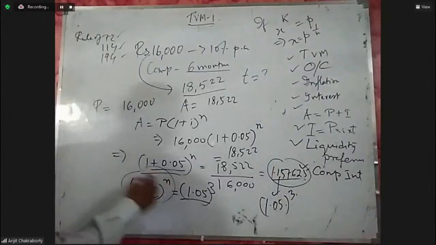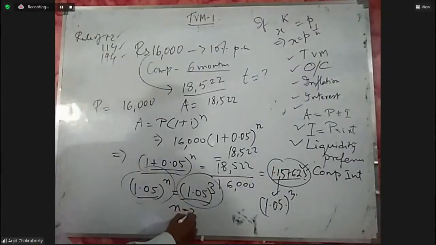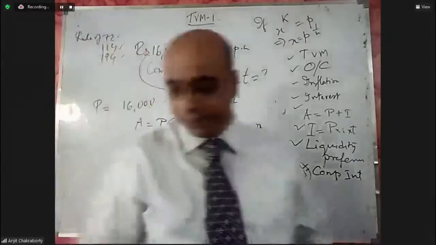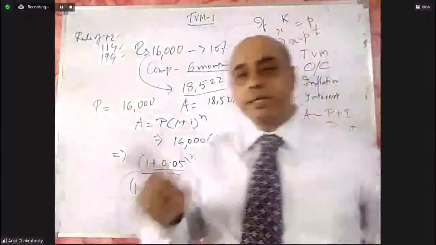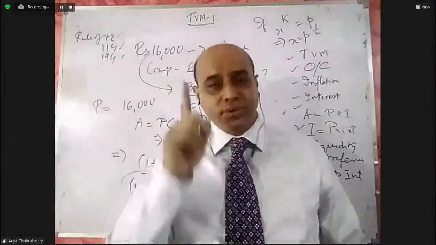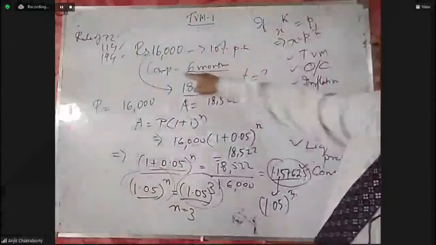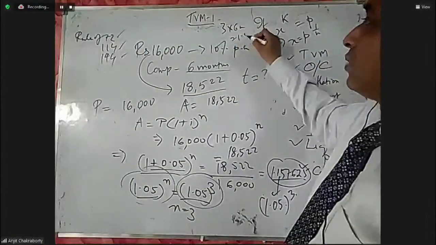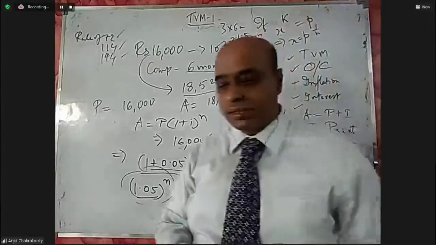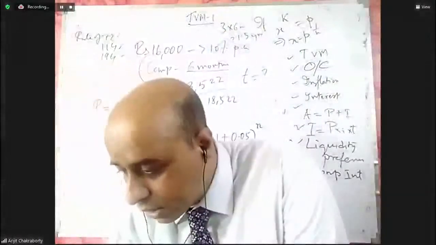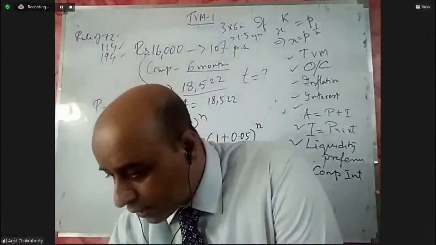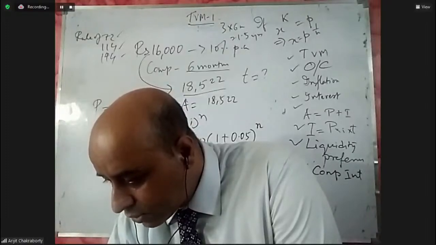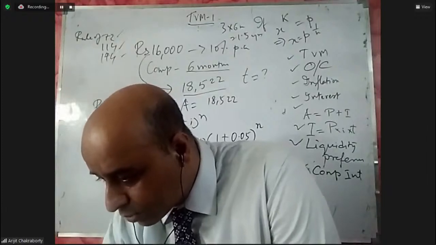And if the left hand side is equal to the right hand side, then n has to be equal to 3. That means the conversion period is 3, right? The time period is 3, not 3 years, but 3 conversion periods. The compounding period is 6 months. That means 3 into 6 months, that is 1.5 years. 1.5 years is the answer for this problem. This is how we achieve the answer, by getting the value, and this is how we solve this problem, 1.5 years.